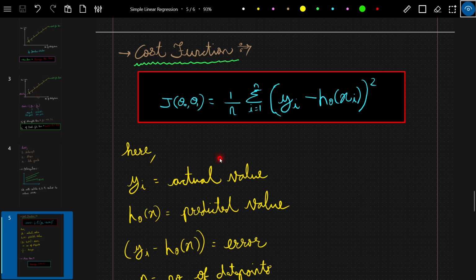And this equation of the cost function is basically known as, guys, mean squared error. Now, why mean squared error? See, first of all, we have 1 by n, which means we have taken the average. So we have found out the mean. So that's why we call it mean.